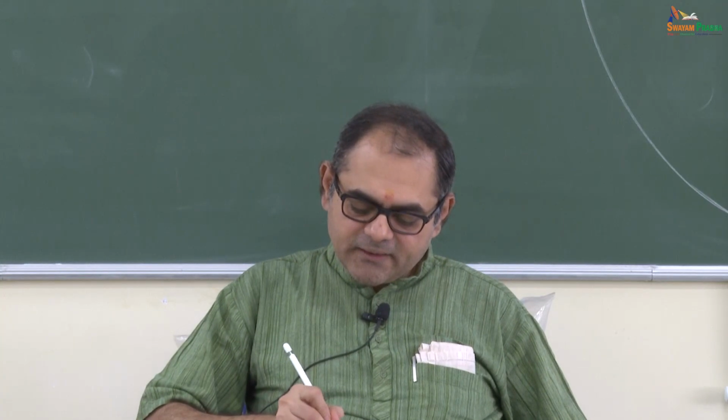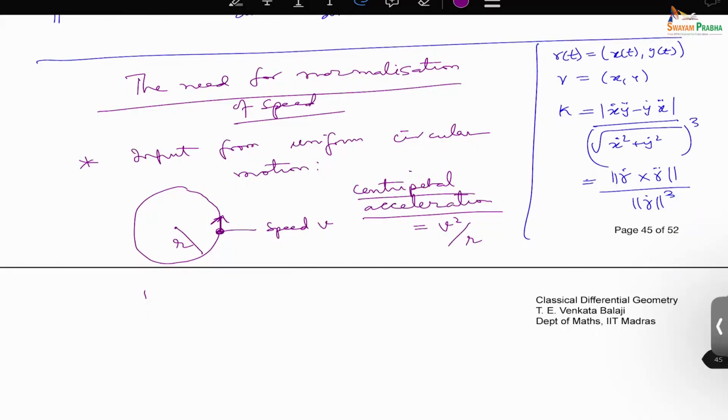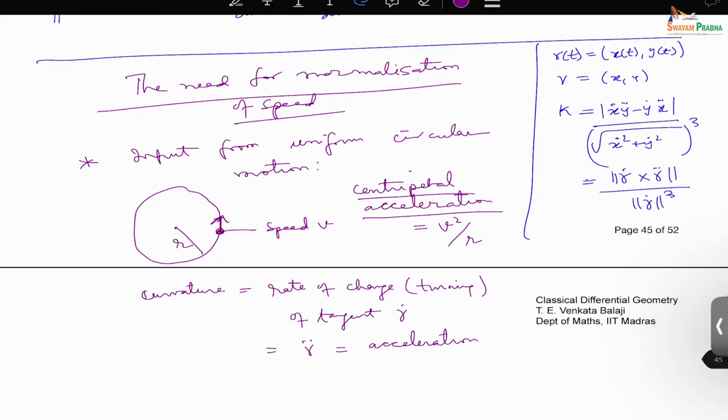So this tells you that if you really want to think of curvature as acceleration, you should keep the speed constant, and in this case you should take it as unit speed. So let me write that here: curvature should be the rate of change of turning of the tangent, gamma dot, and therefore this will be gamma double dot, and this should be acceleration.